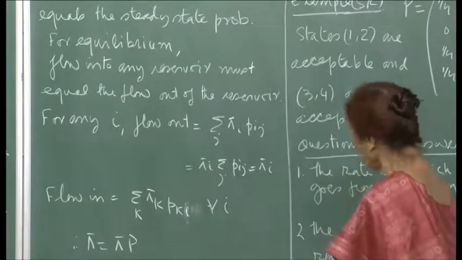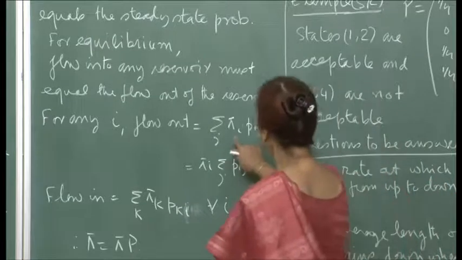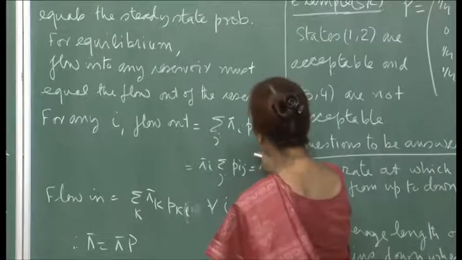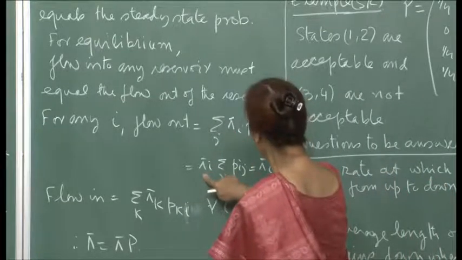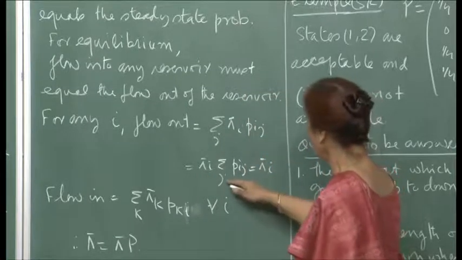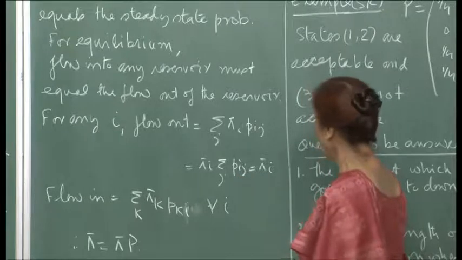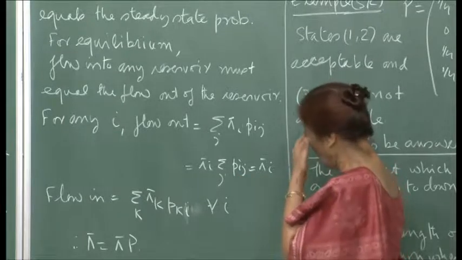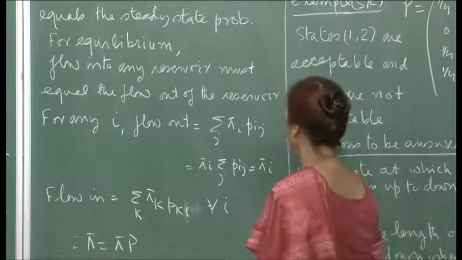from reservoir i, and for this, when you are summing up, you are summing up with respect to j. So, pi i can come out, and this will be sigma j p i j, but sigma j p i j is 1. All these probabilities in the ith row will add up to 1. So, this is pi i, right.